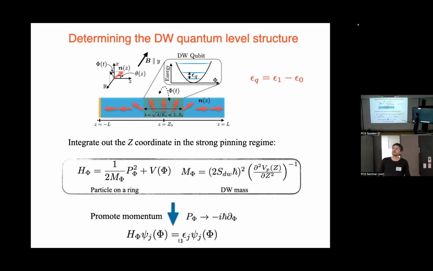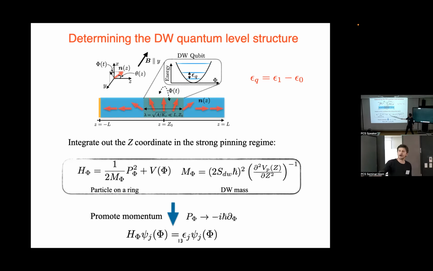So, we have to decide what we want to do with this domain wall. We have this Z and phi, but what we decided is to pin this domain wall at position Z0 by decreasing the easy axis anisotropy at this position. If that is strong enough, you can integrate out the motion along Z, and you end up with a particle on the ring where this effective mass emerges. Again, very similar to what Jesus was mentioning, but a bit of a different origin of the mass.